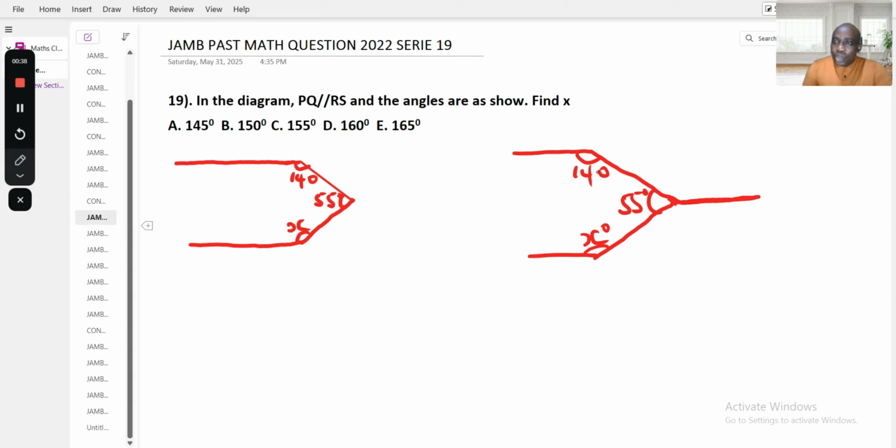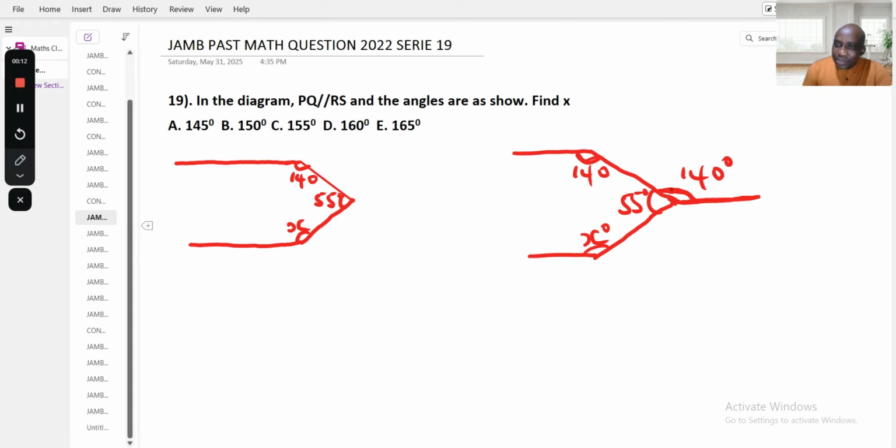There's something we call corresponding angle. If this space is 140 degrees, it means that this space will be 140 degrees as well. And the sum of the angles around a point is what? The sum of them is 360 degrees.